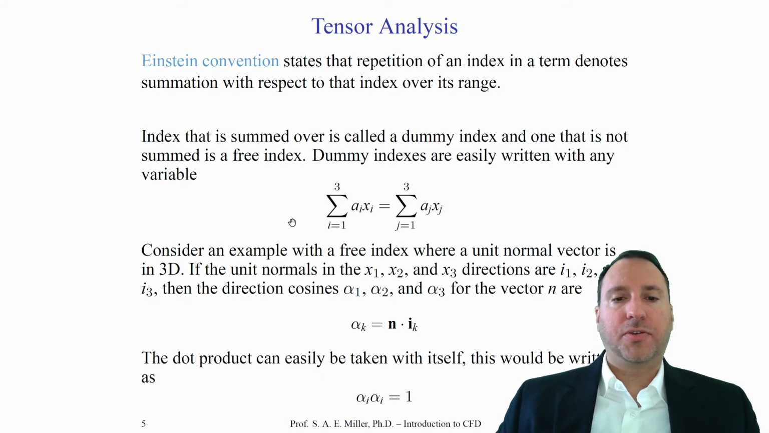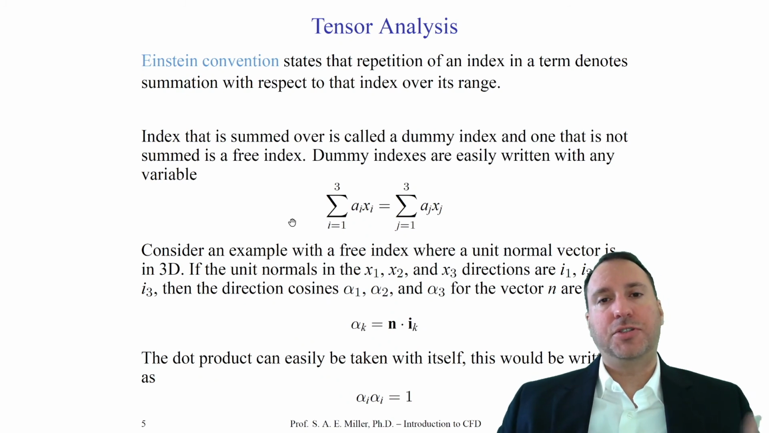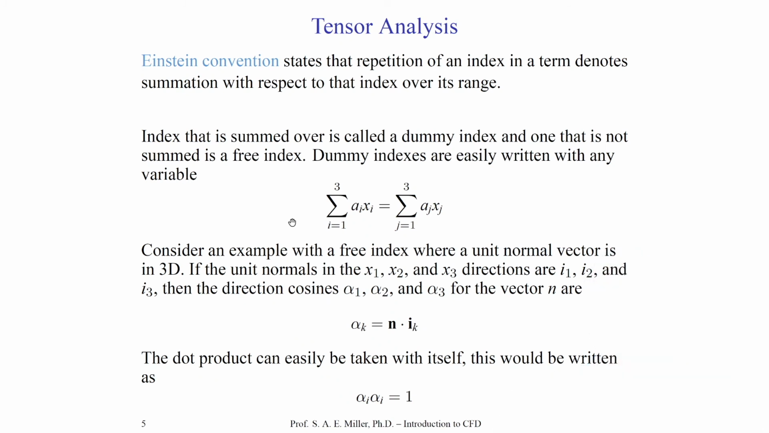This can also be shown in a different way. The dot product can easily be taken with itself, and as you should recall, and I hope that you remember, the inner product in this case would result in 1. And you see this in the bottom equation, which is alpha_i alpha_i equals 1. In this case, we would simply be summing over i, which is the dummy index.